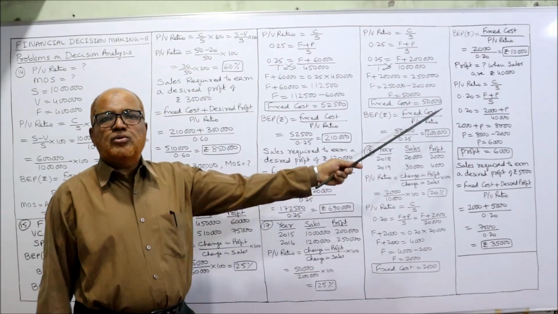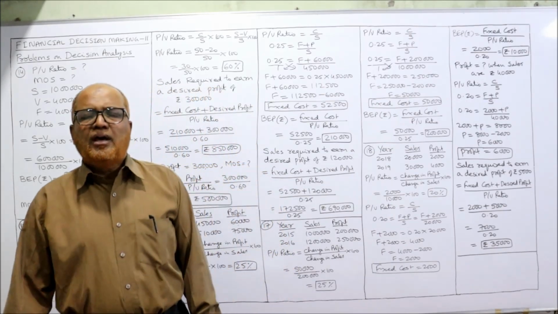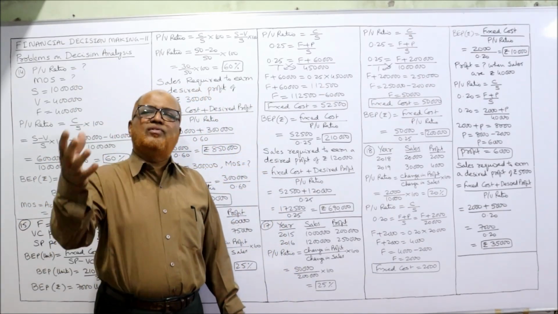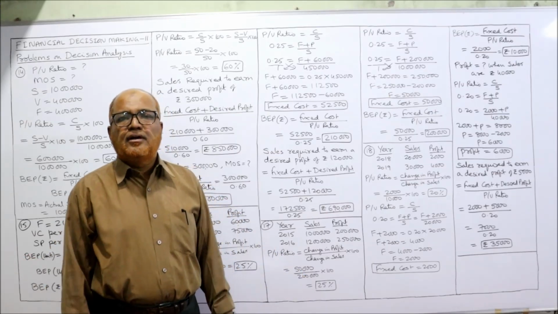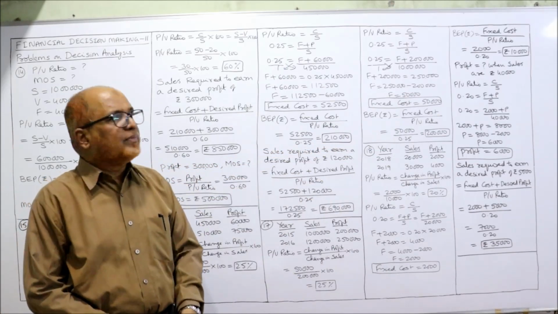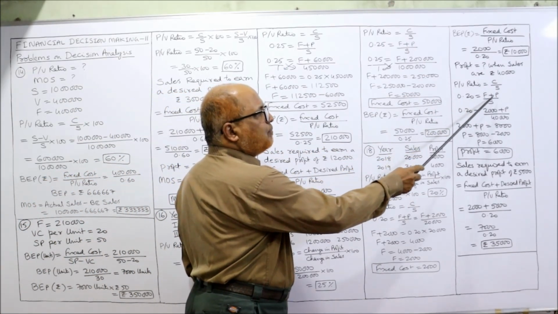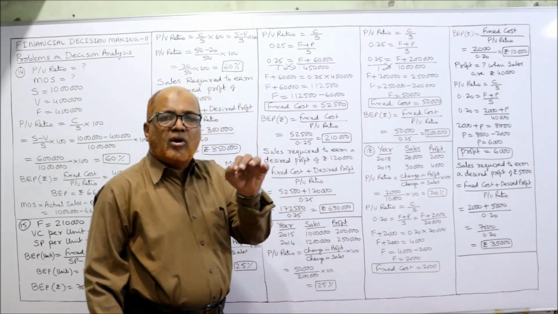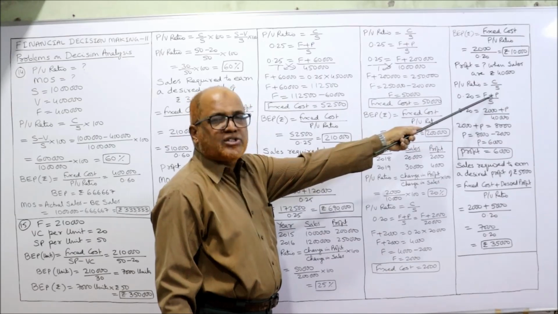So again we'll make use of the PV ratio formula. Remember, PV ratio is a multi-purpose formula. In many situations we apply PV ratio to find out a number of things. So here we have to find out the profit. I'm taking the help of PV ratio. So PV ratio formula C by S. In place of C, I'm writing F plus P by S, because I need profit, that's why I'm taking F plus P.